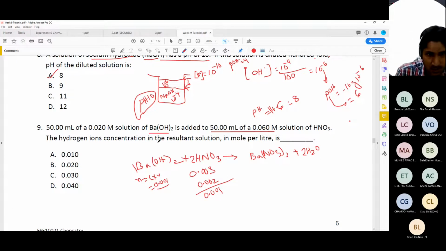The hydrogen ion concentration in the resultant solution in moles per liter. Oh, okay. So, is there anyone who can help me out? Is there? Teacher, shouldn't there be only 0 moles left from barium hydroxide, because it will already be used up? Isn't that right? Oh, yes. Why am I multiplying these two? Okay.